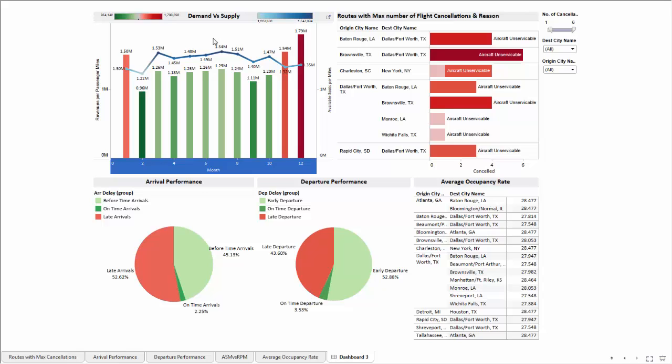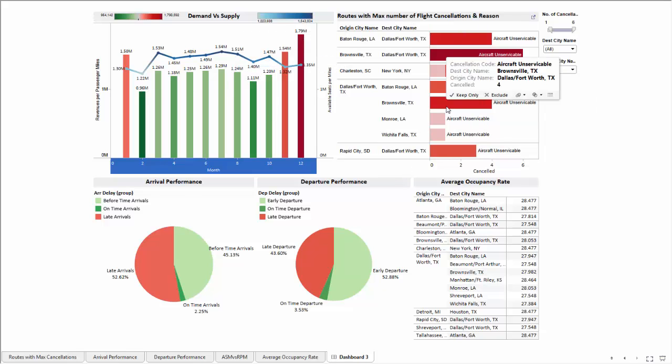We have 5 visualizations as a part of this: demand versus supply, routes with maximum cancellation, arrival and departure performance, and average occupancy rate. The first one shows the demand for the airline in any particular month, and the supply from the carrier. There is large demand during November, December and early January, and the supply does not actually meet the demand of the passengers. So top management has to concentrate on how to increase the supply during these demand months, and how they can decrease the capacity during other months.